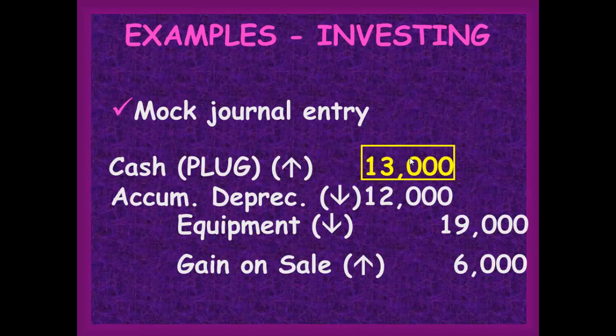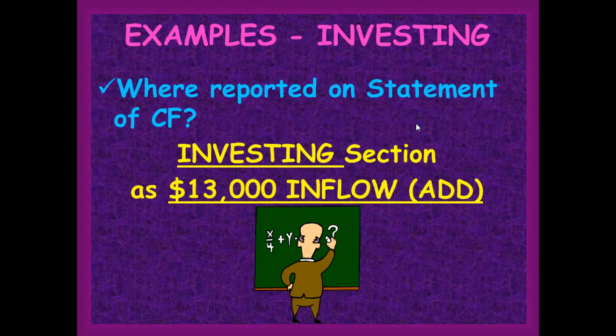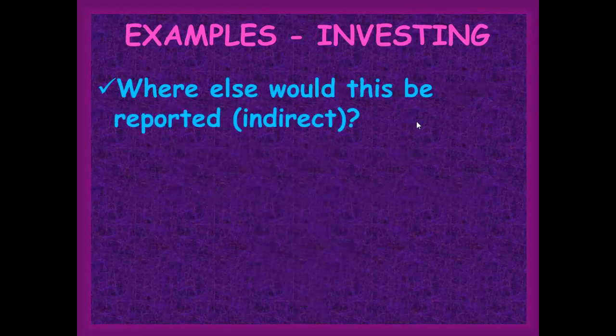The key is I want you to be able to tell me that I got $13,000 cash for selling that equipment. Where does that go in the statement of cash flows? I sold some equipment. Investing, inflow or outflow? Inflow, $13,000 inflow. So it's a positive number. We're going to add it.